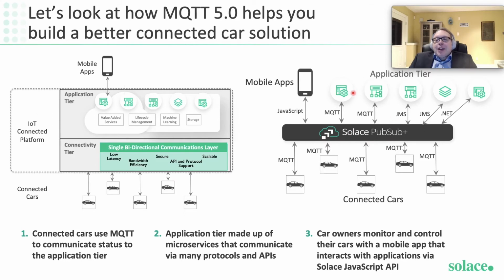And then the backend applications could be using a variety of different APIs. Some of them could be using MQTT. Others might be using JMS. Maybe we've got some others that are using .NET. Meanwhile, the mobile app developers decided to use JavaScript for the mobile apps. And so that's how the application is all tied together and built.